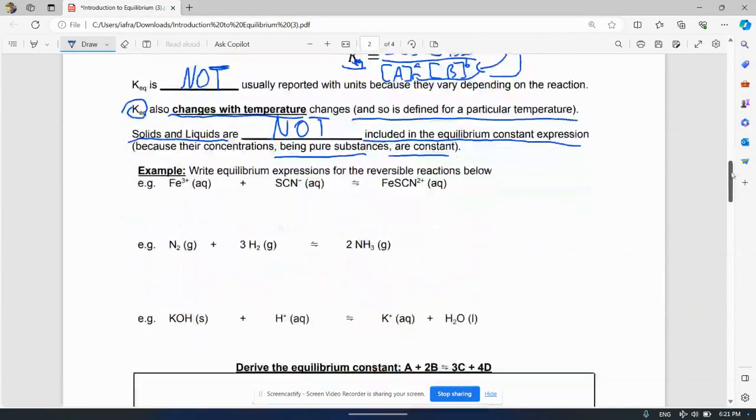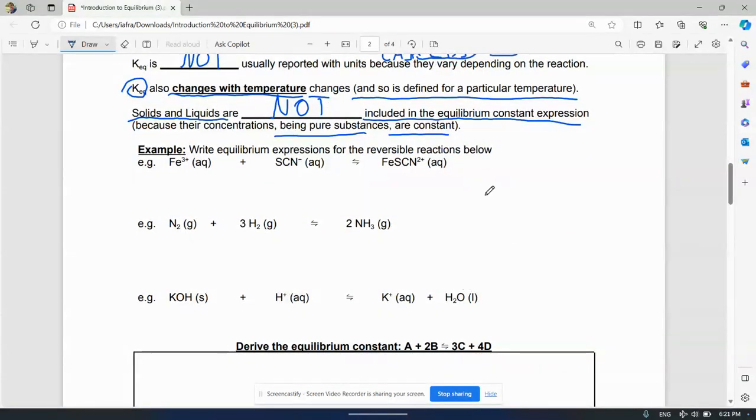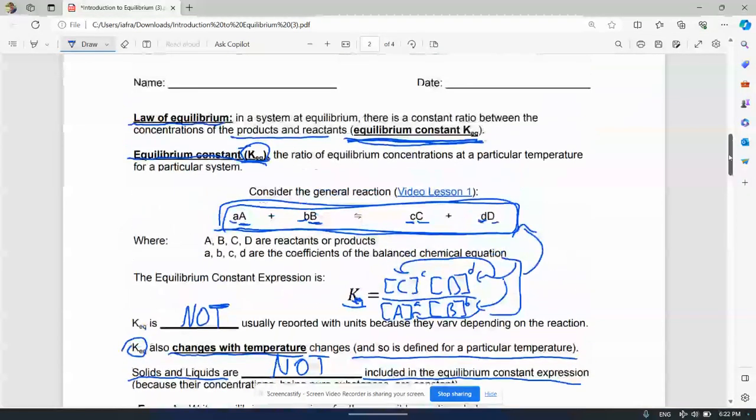So in the next video, we're going to practice writing some equilibrium expressions for different reactions using our general knowledge of an equilibrium expression over here.